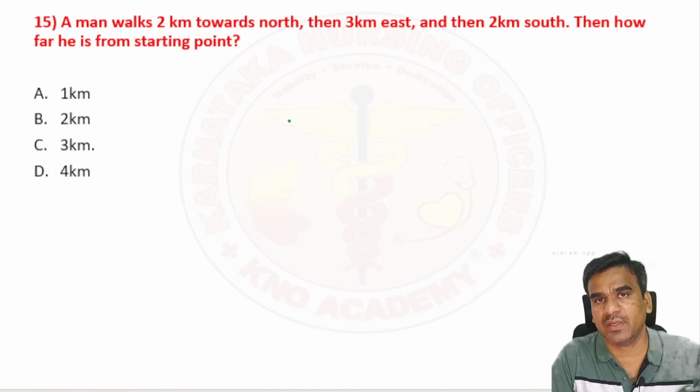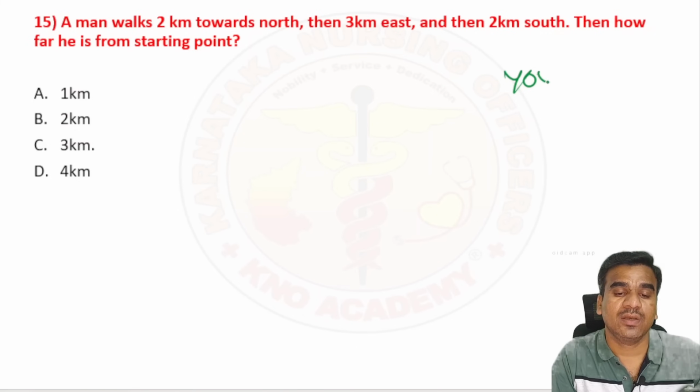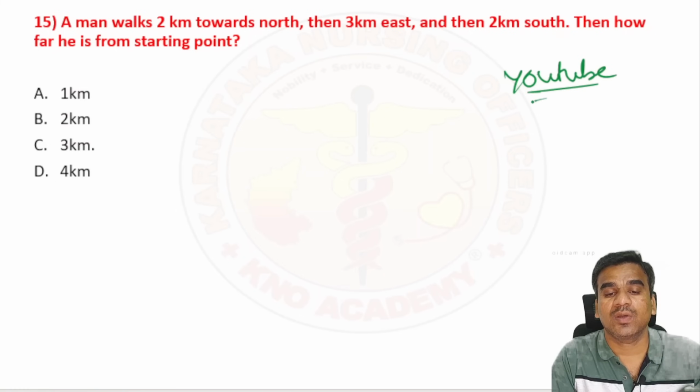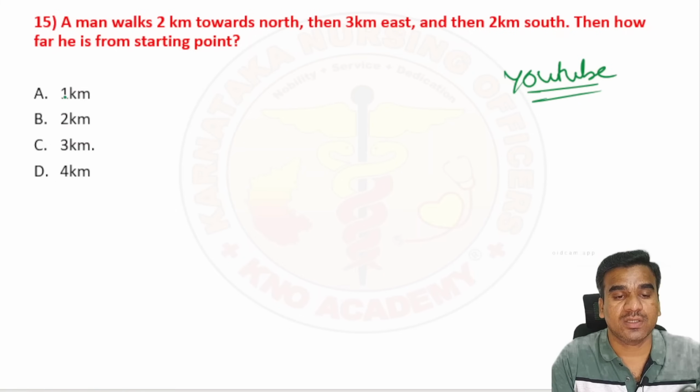Okay, and next question, this is very important. This also I have done as a direction problem, you can see on our YouTube channel. Direction, coding and decoding, color coding and decoding I have done. Previous videos you can watch, all the types of questions I have explained. A man walks 2 kilometers towards north, then 3 kilometers to east, and then 2 kilometers south. Then how far is he from the starting point?